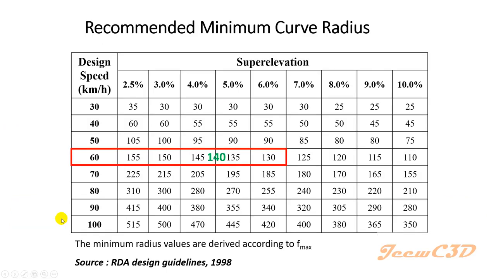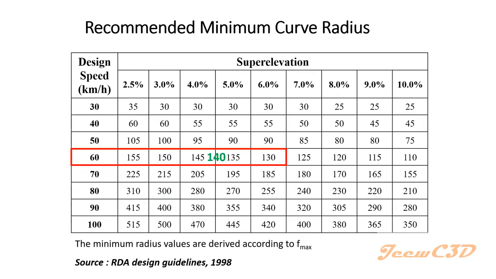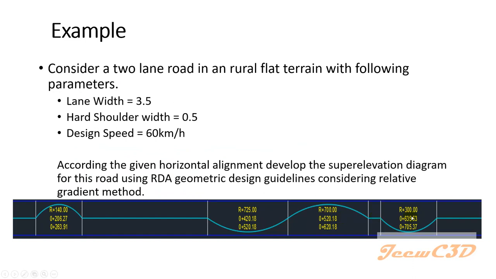Then you have radius 300, 725 and 700. All these super elevations should be 2.5, because any curve with radius greater than 155 will have super elevation of 2.5. But we have to check whether the radius is beyond the adverse cross fall radius. As I told you, at the adverse cross fall radius you don't need to apply super elevation, you can go with the normal cross fall. So this is the adverse cross fall situation. For this open area, or otherwise the rural area, the adverse cross fall radius would be 810. So in this example, you have radii of 725, 700 and 300, which are less than 810.